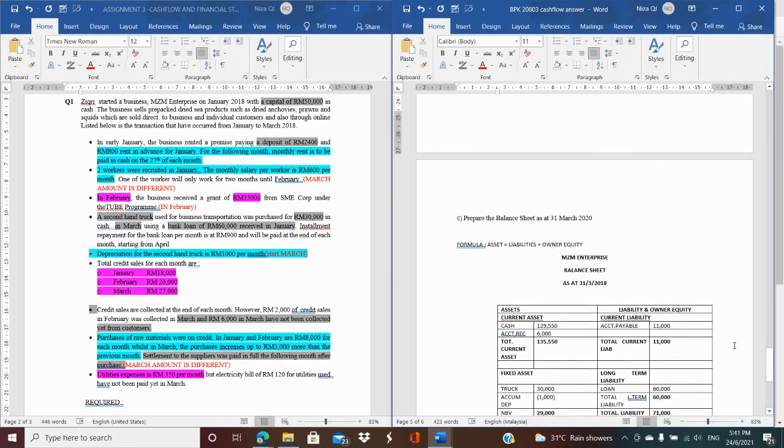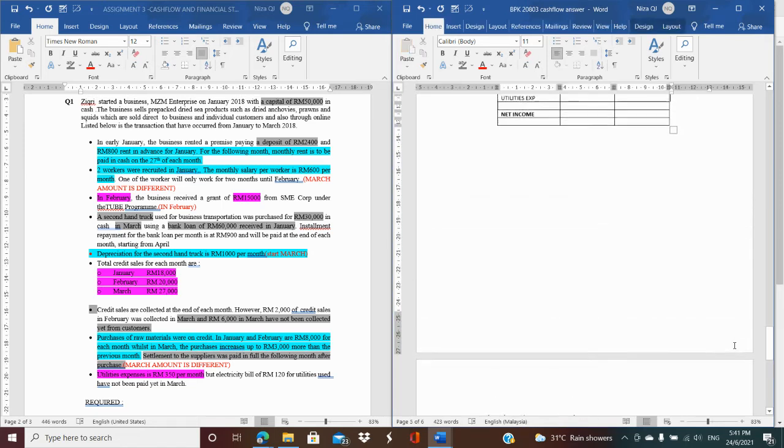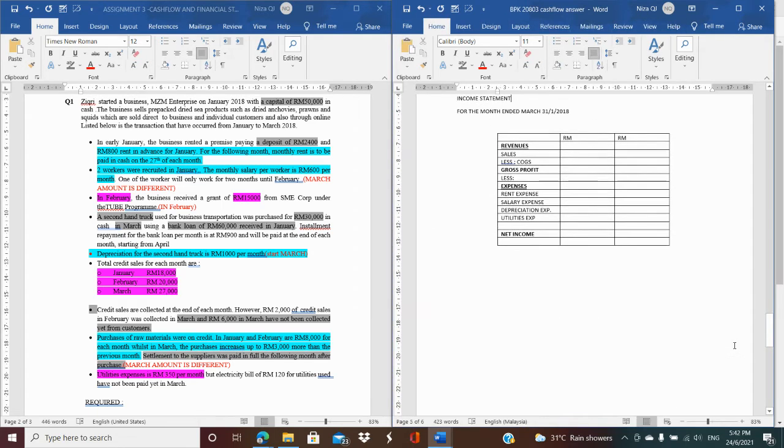Okay, so we have to prepare as well. Okay, for March. So the March sales revenue is, what is this? 27,000. Okay, the cost of goods sold is actually 11,000. Okay, so the amount will be 16,000.